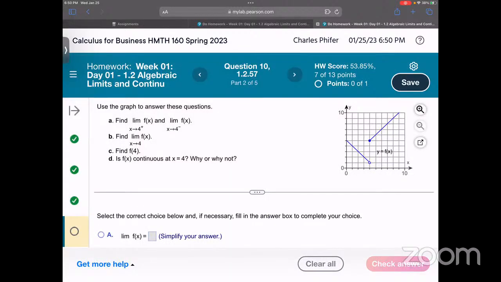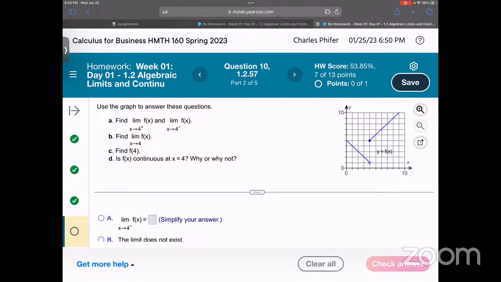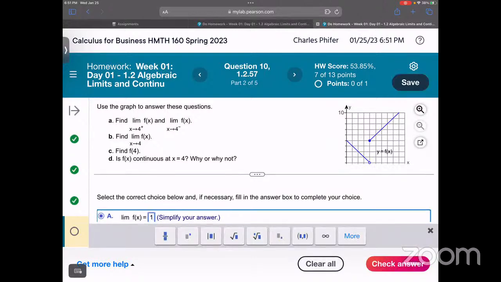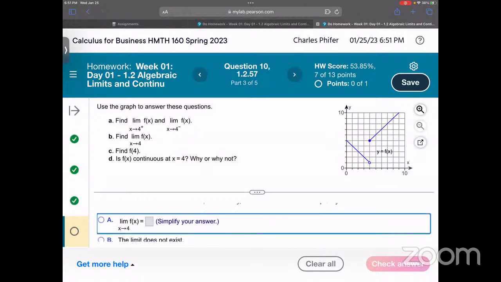Okay, so then the limit as x approaches 4 from the left. As x approaches 4 coming from the left, the y values look like they're approaching 1. So I'm going to put 1. Then, because the left-hand limit does not equal the right-hand limit, we say that the limit does not exist.